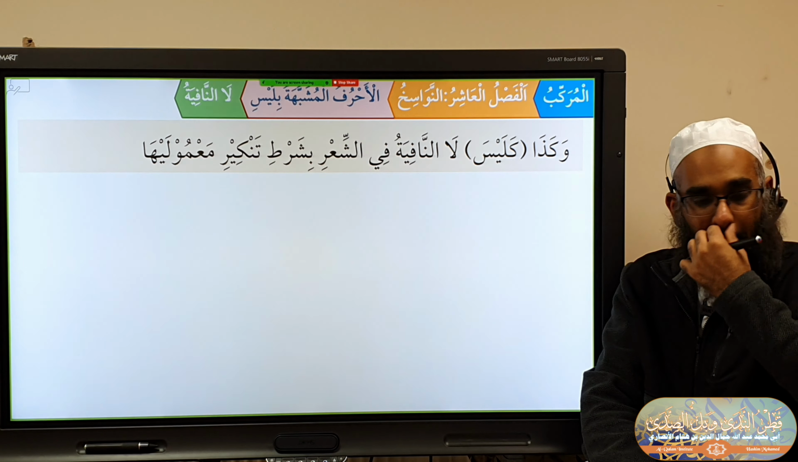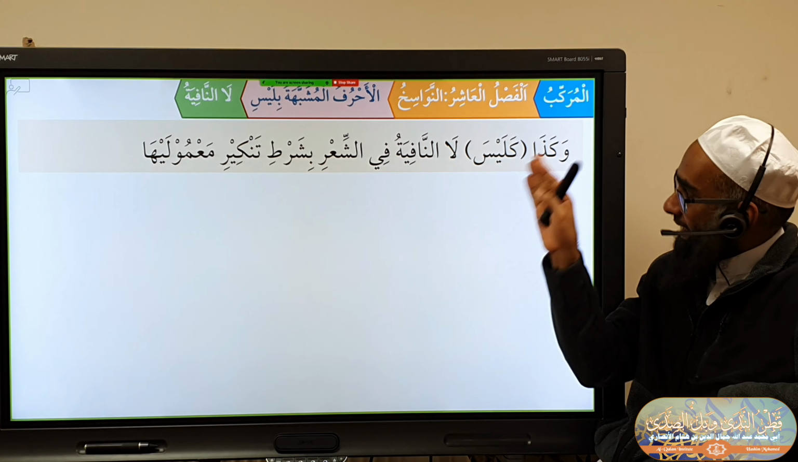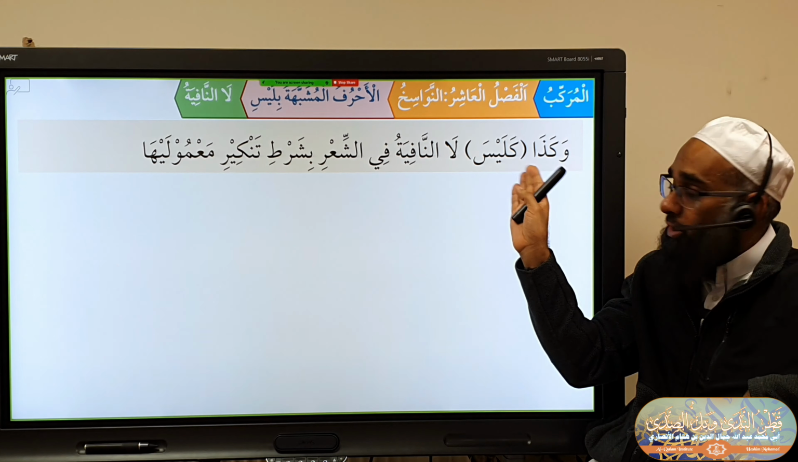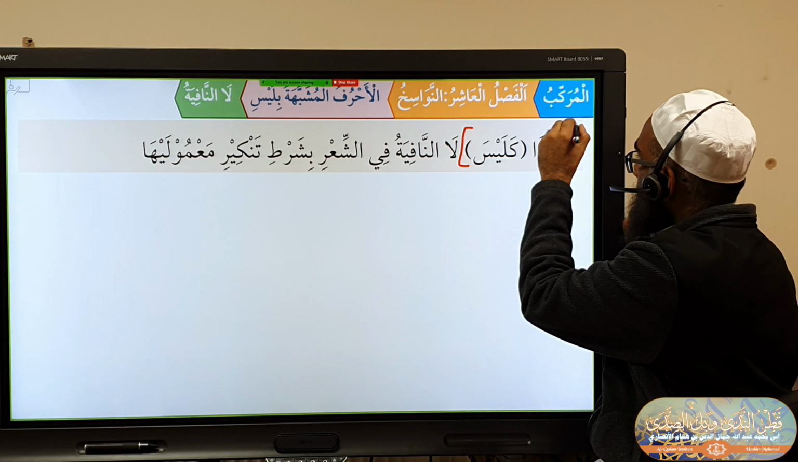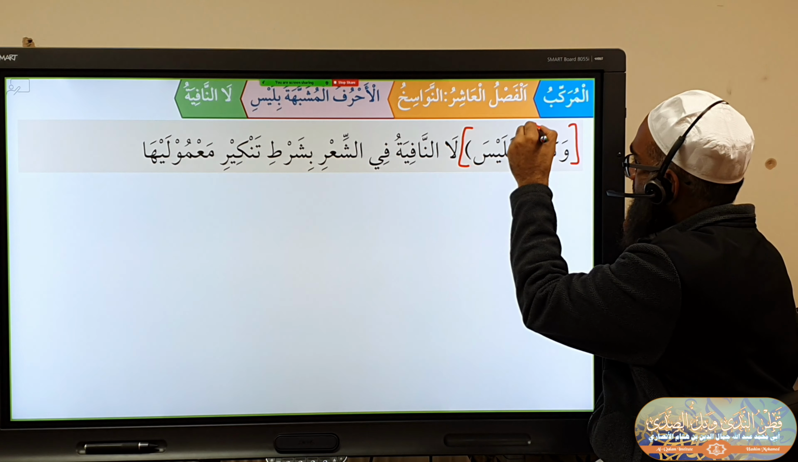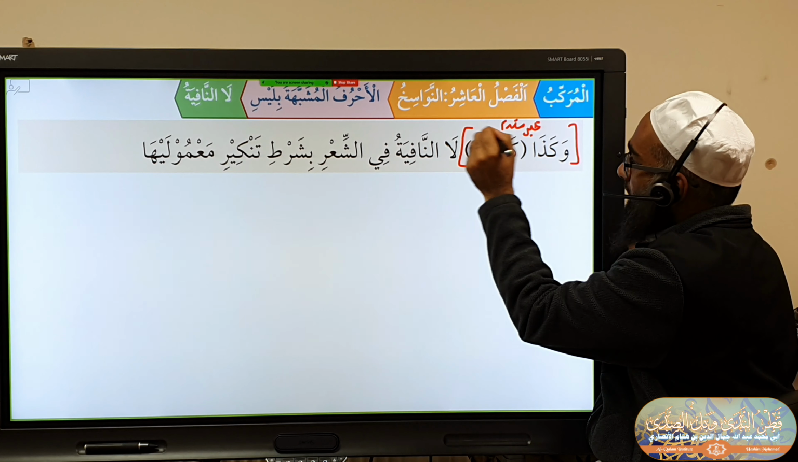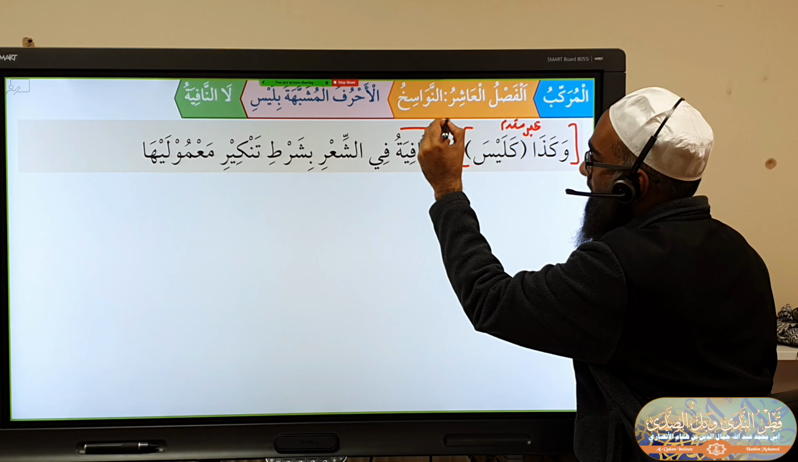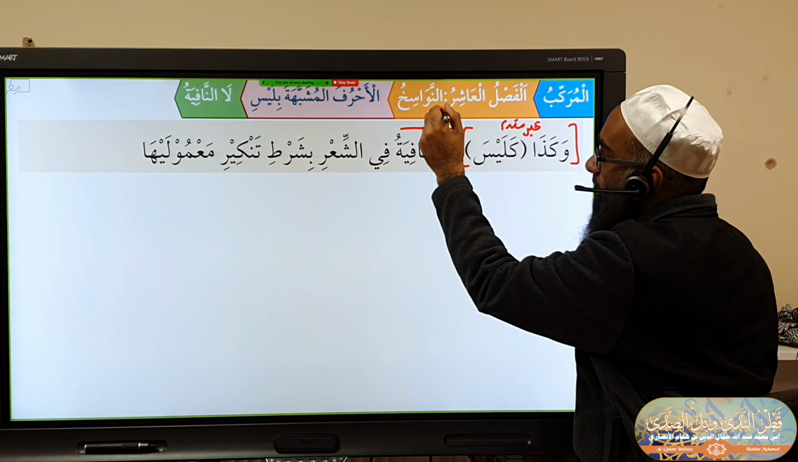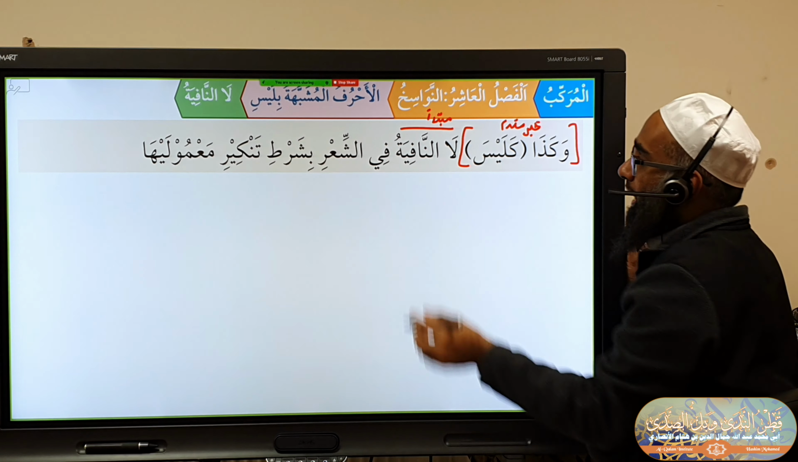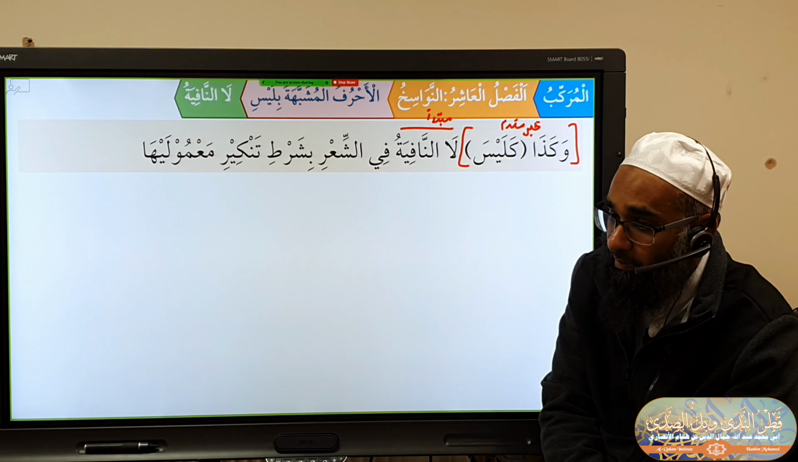Correct? Wa kadha, ay, like laysa. That is pointing towards laysa. Laysa is la and nafiya. This becomes the khabar muqaddam. This is the khabarun muqaddamun. And la and nafiya is mubtada un mu'akharun. So la an-nafiya is also like what? La an-nafiya is also like laysa.